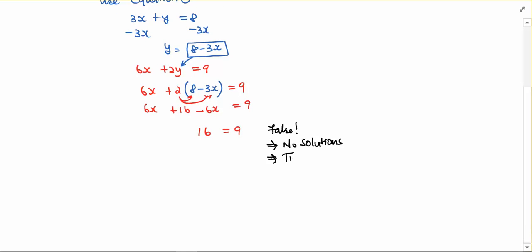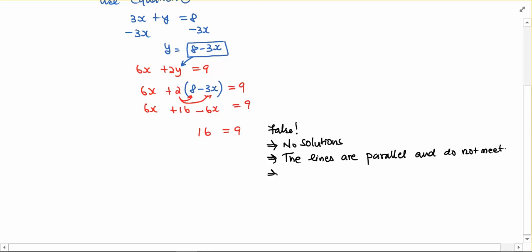The lines are parallel and do not meet. Okay, it's also known as inconsistent.